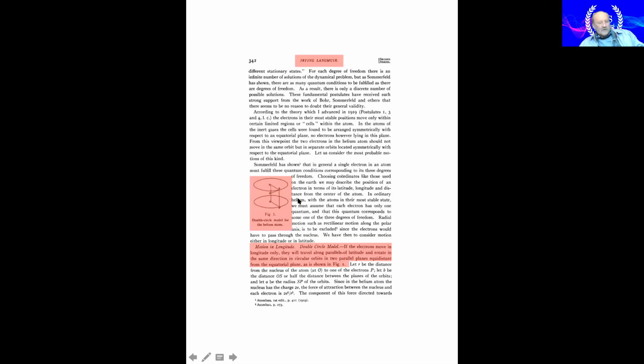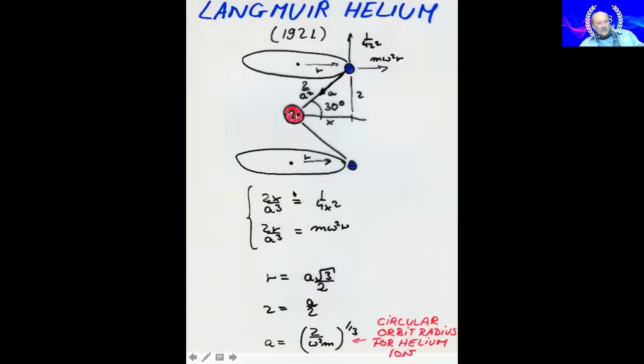Okay, so now the first thing you can do is to try to extend it to 2 electrons, and this is a page from the Irving Langmuir paper from 1921, when he was trying to quantize helium, and you see that he found the two-electron trajectories where electron 1 is moving on a circle, electron 2 is moving also on a circle, and the nucleus is symmetrically in between.